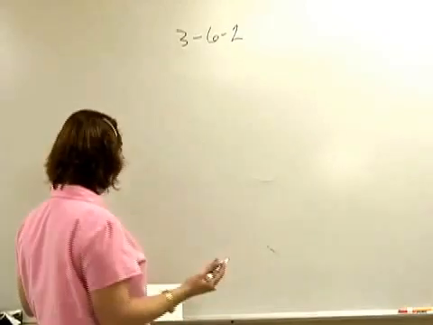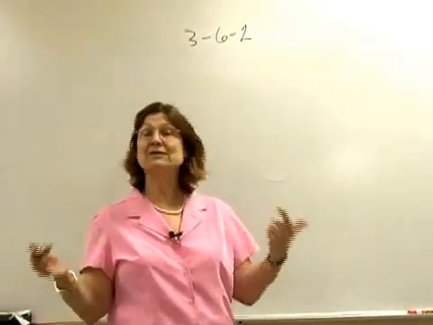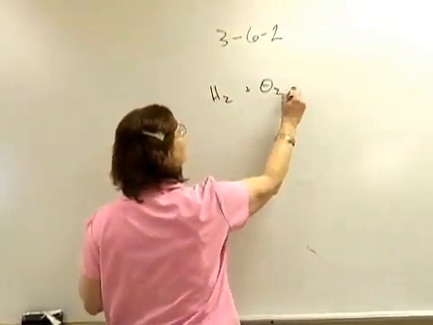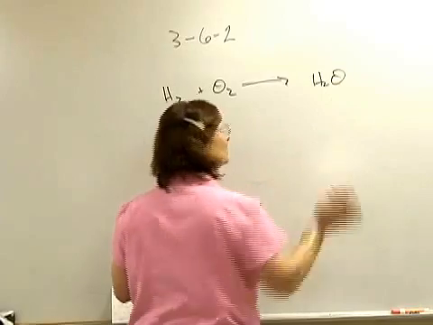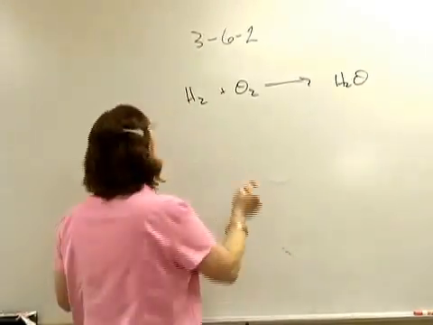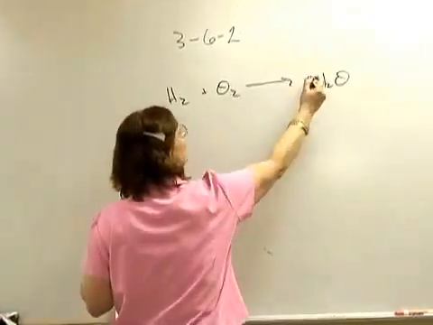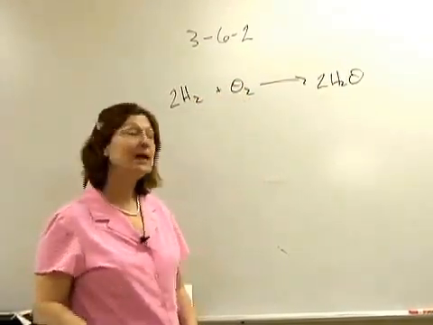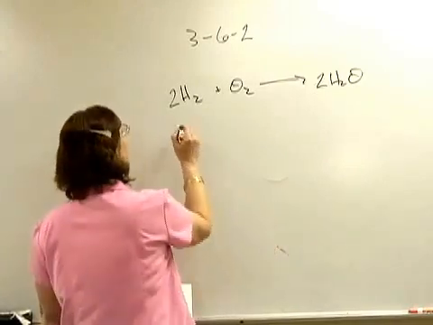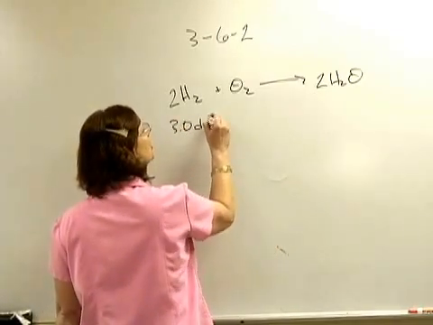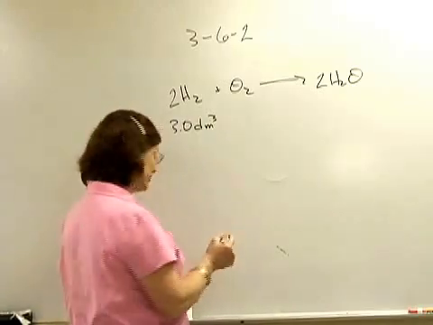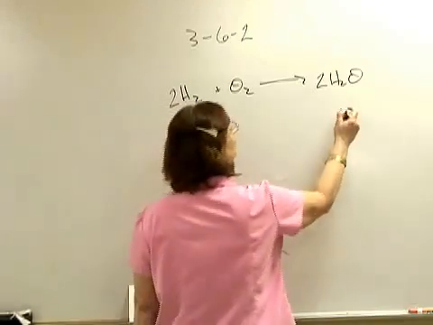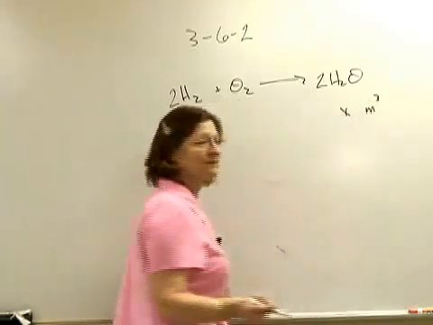Let's say, for example, that we're synthesizing water. Water is hydrogen gas plus oxygen gas, and we get water. Now, as always, I have to balance my equation. I have 2 oxygens, therefore I must put a 2 coefficient, and then I must also have 2 hydrogens. Say we are given 3.0 decimeters cubed of the hydrogen, and I want to know what volume of water in meters cubed.